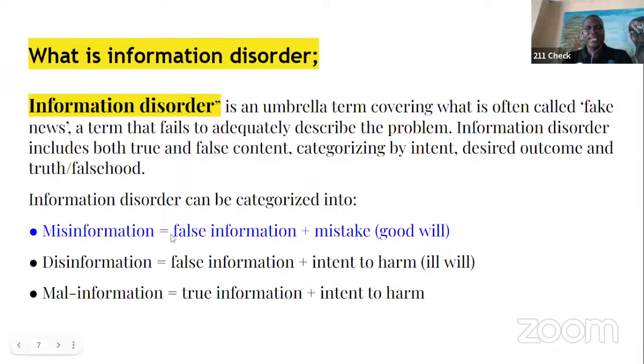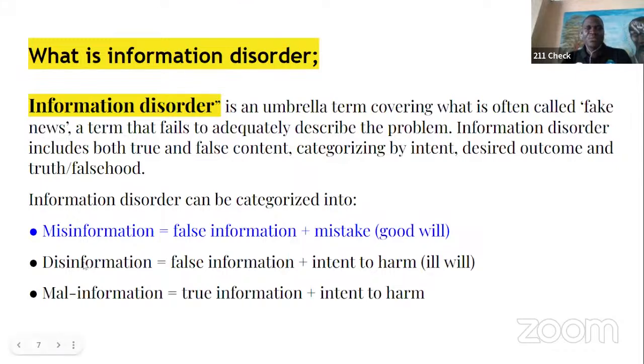One category is misinformation. Misinformation is when the information is false and then you share it by mistake. It means that there's goodwill. For instance, when somebody decides to post something to do with this scam, and then other people decide to share it without knowing whether the information is false, the person is doing it out of goodwill because they want to share the information with their audience.